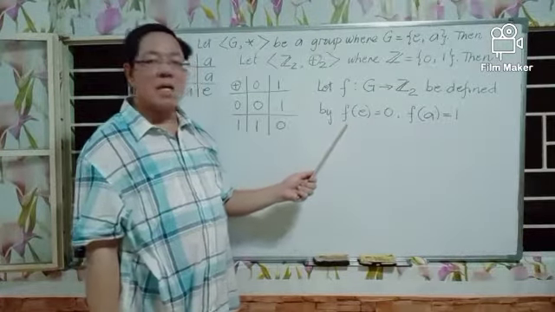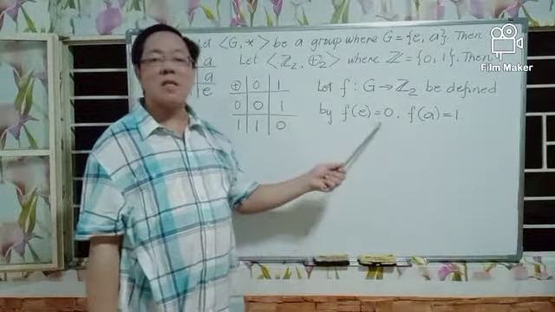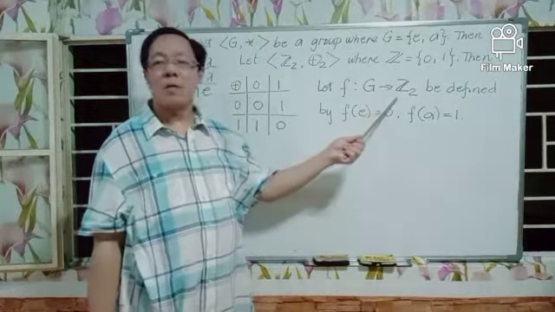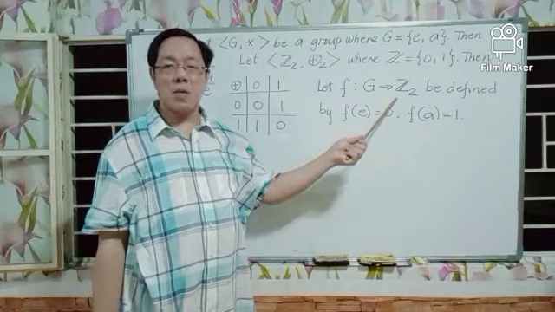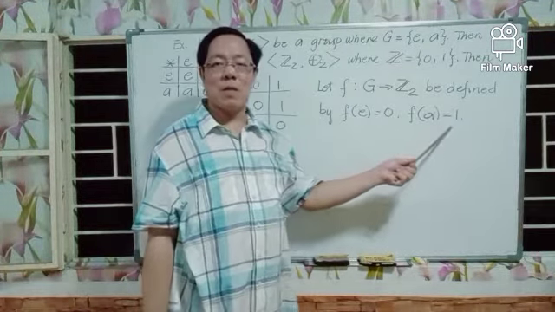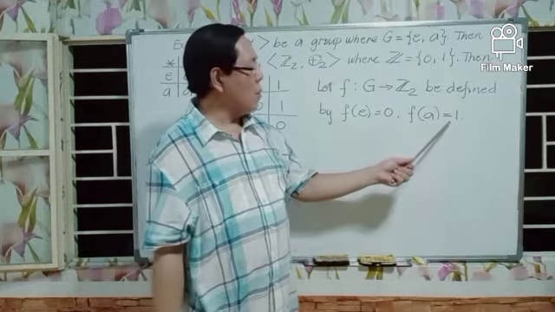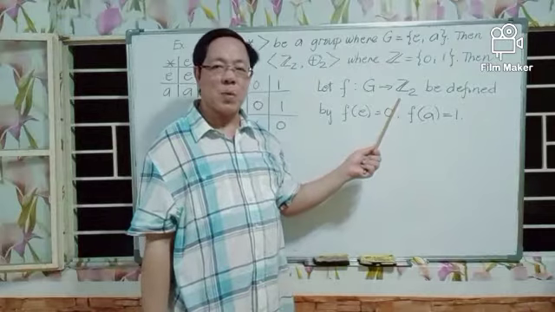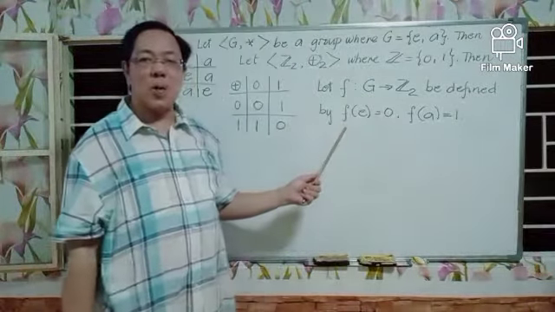You can see that the image of each element of G is unique. Therefore, f is 1-1. The image of e is 0, unique, and 0 is in the codomain of f, or C sub 2. The image of a, an element of G, is unique. It is 1, only one image, and 1 is an element of the codomain of f, C sub 2. So the function f is 1-1.